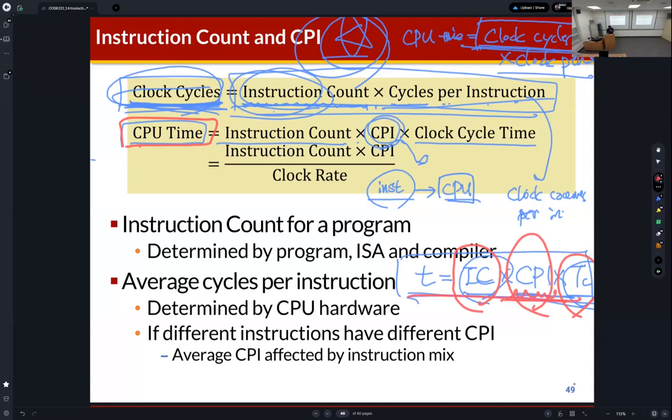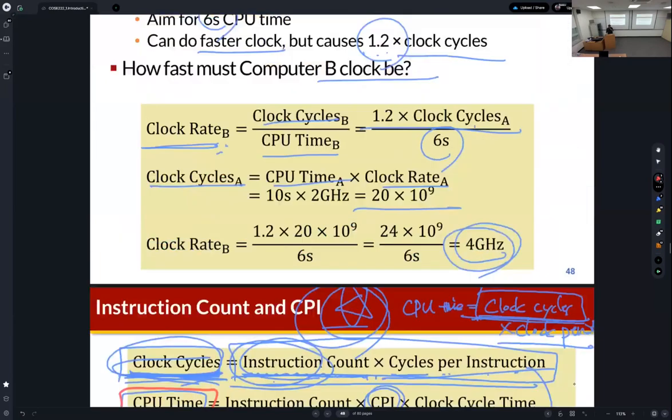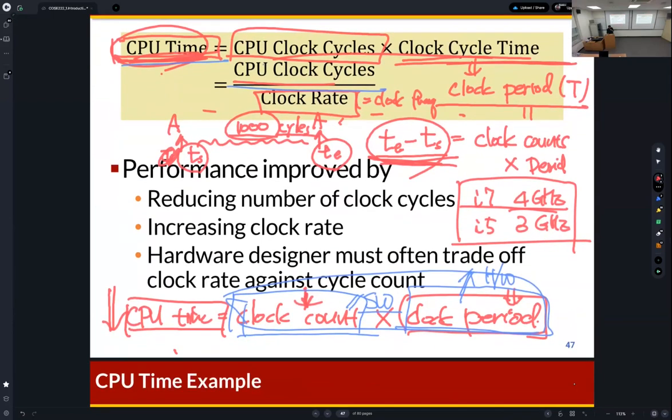So why is this equation important? Because this equation explains how we can improve the performance. If we represent the CPU time like this, then we can divide the performance factors into the software part and the hardware part.